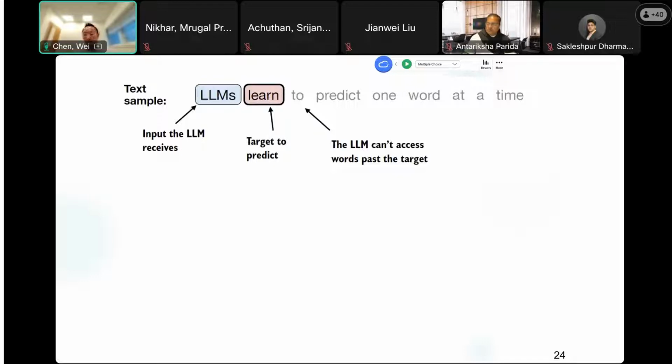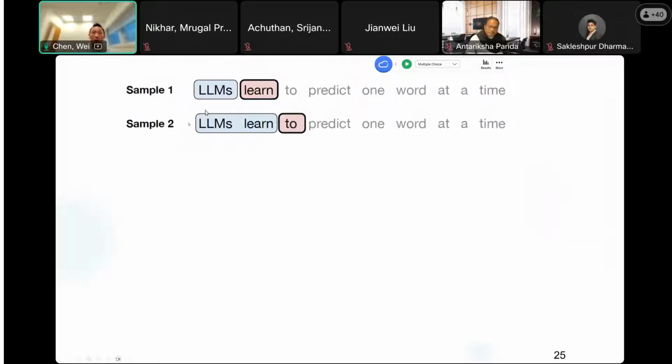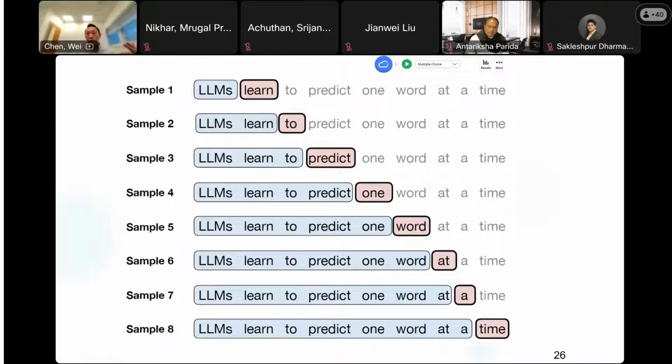So here is a more detailed illustration. The large language models learn to predict one word at a time. The large language model cannot access anything beyond the current word. It only knows the previous ones, but doesn't have any knowledge about the future ones in the training process. Then we move on: LLMs learn to predict the next word, the next word, the next word. We use this process to do the training.